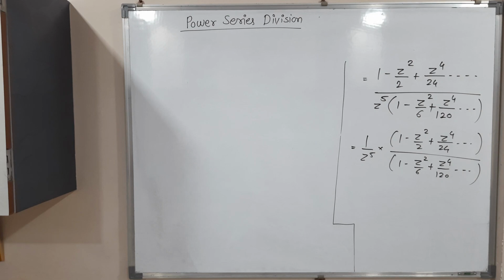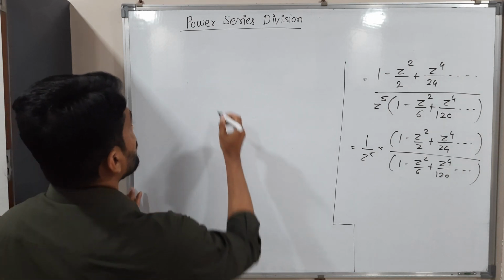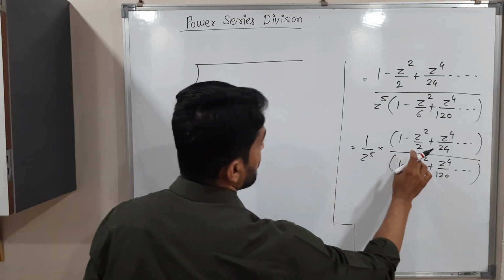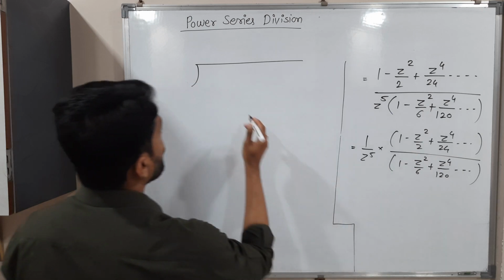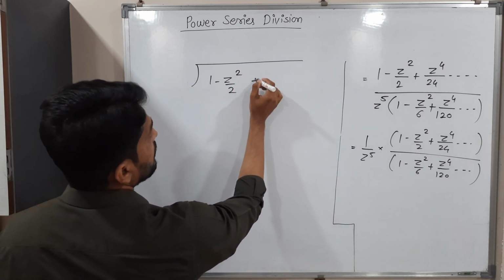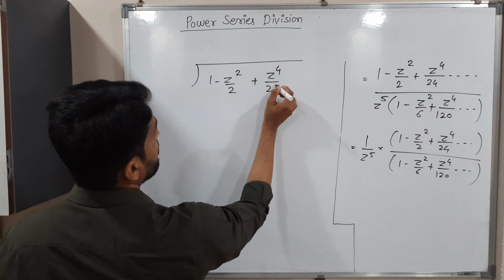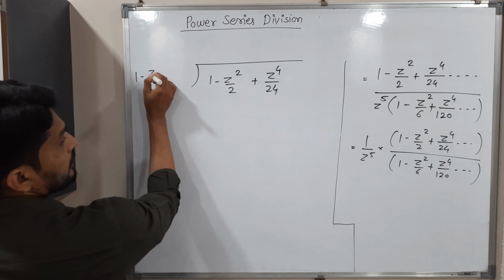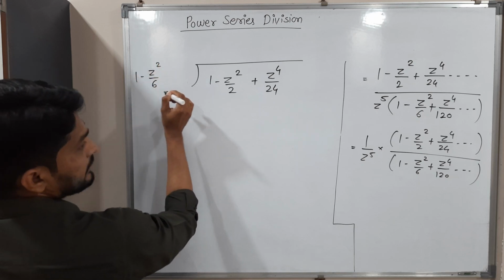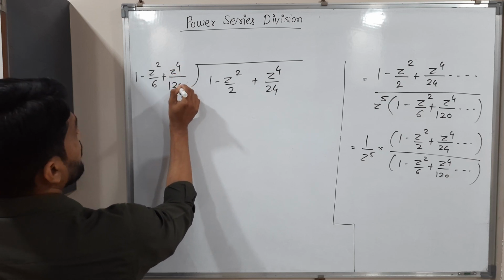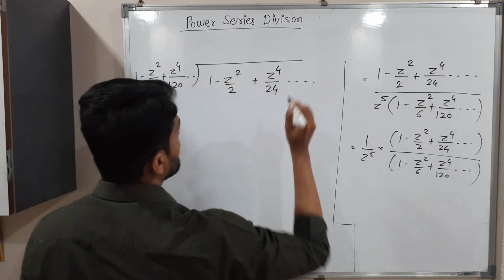Okay, so what will I do? I will do the power series division on this side of the board. Let me write. I am dividing this series, 1 minus z square by 2 plus z raised to 4 by 24, by this one, 1 minus z square by 6 plus z raised to 4 by 120 and so on. Here also we have an infinite series, right?